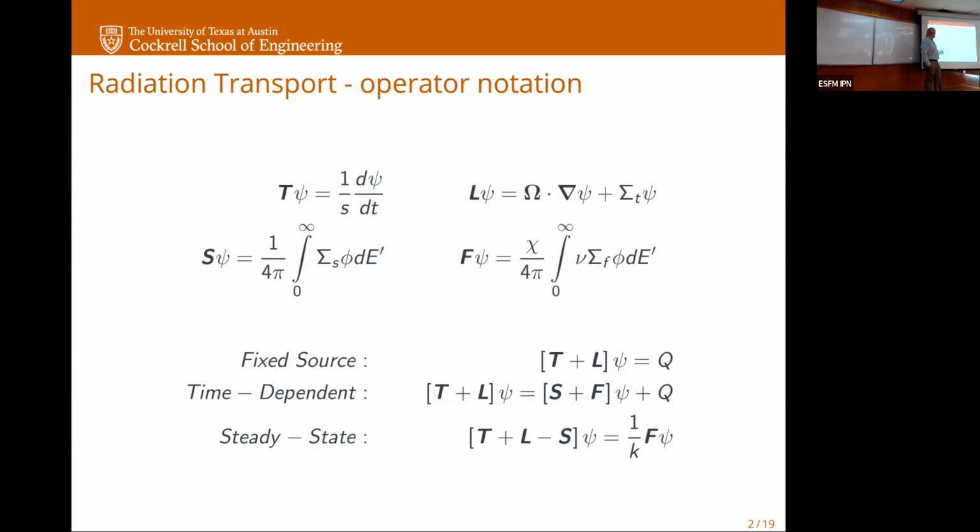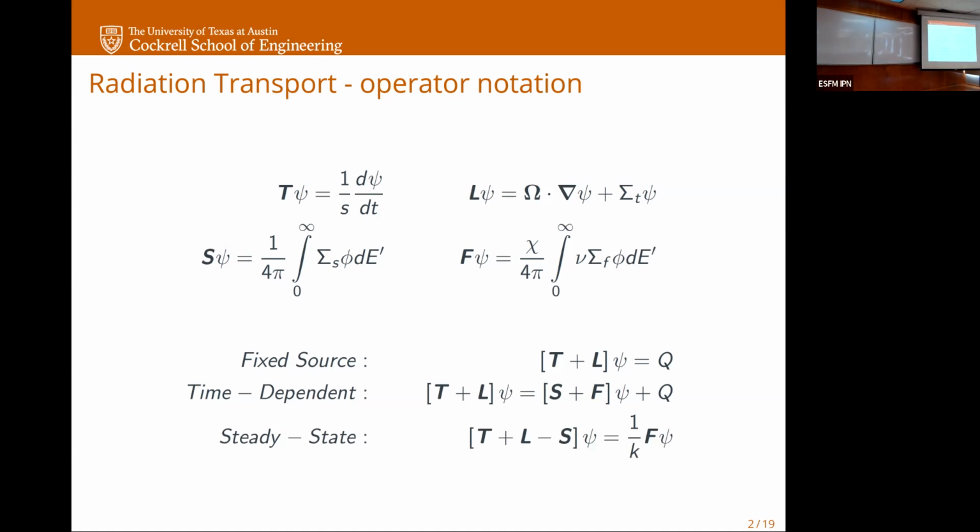If we just had no time dependence but fixed source, it would just be L psi equals Q. We have a full time dependent with the scattering and fission sources, or if we're steady state, we've defined an eigenvalue problem where there is no source at all. And in this, these are all analytic functions. If we said, let's collapse this to a one-dimensional problem and let's pick one direction and let's pick one energy, and we knew what our material properties were, our sigmas, then we could define an analytic solution for that.